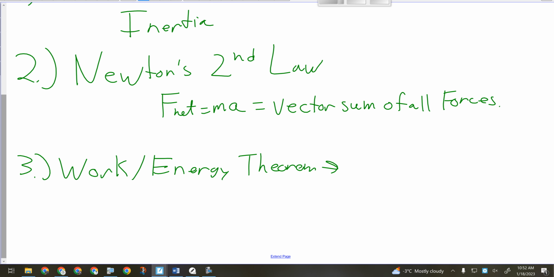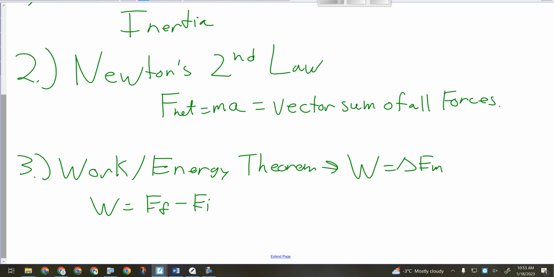But we had situations where both kinetic and potential energy were changing at the same time. If we accelerated a car up a hill, we would be changing both its kinetic and potential energies. So, work energy theorem goes like this. Work is a change in mechanical energy, which would then look like this. Work is the final mechanical energy minus the initial mechanical energy.